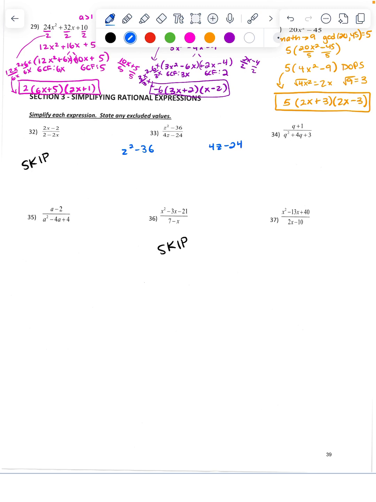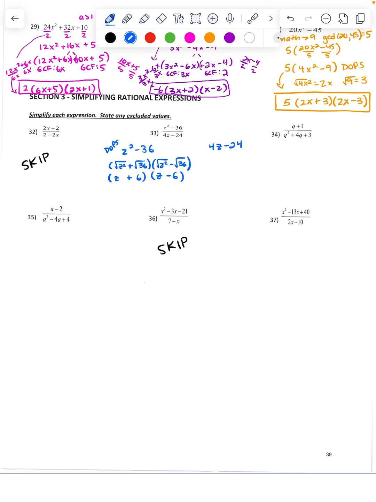They're both binomials, which means they're either going to be DOPS or GCF. What I notice about the first one is that z squared is a perfect square and so is 36, so I'm going to use DOPS on this one. With DOPS, our parentheses are the square roots of our terms, just one has a plus with it and one has a minus with it. The square root of z squared is z, and the square root of 36 is 6, so I'll have z plus 6 and z minus 6 as my factored form.